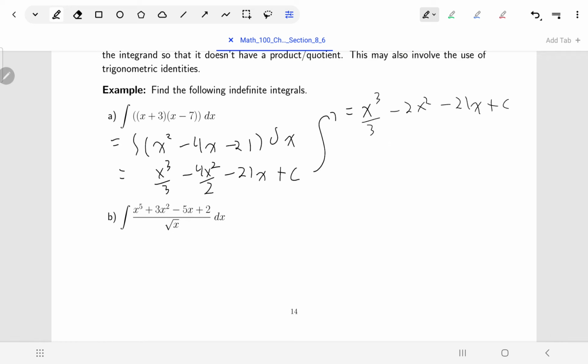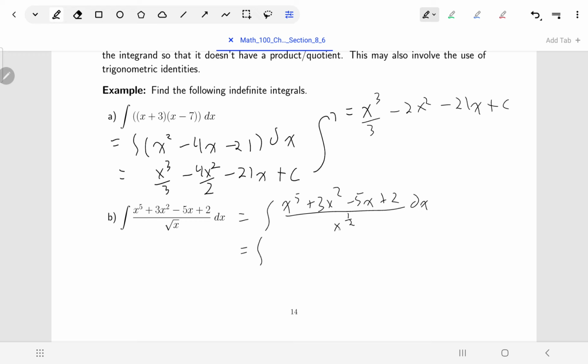Second one, same sort of an idea. I'm going to first think about this as being this polynomial on the top, and it's divided by square root of x, or in other words, it's divided by x to the 1/2. So what I'll do is I'll imagine taking each and every one of those terms in the numerator and dividing by x to the 1/2. So x to the 5 divided by x to the 1/2, and same thing with the next term and the next term and the next term. So I'll do that sort of simplification.